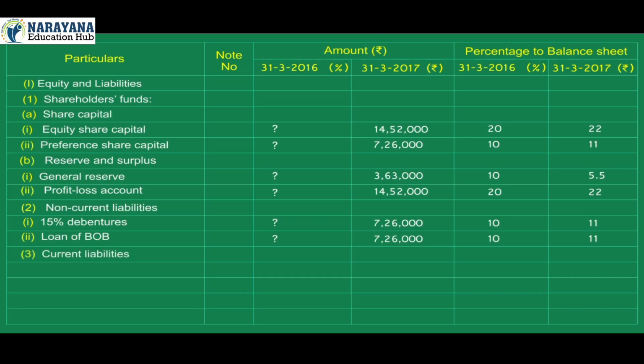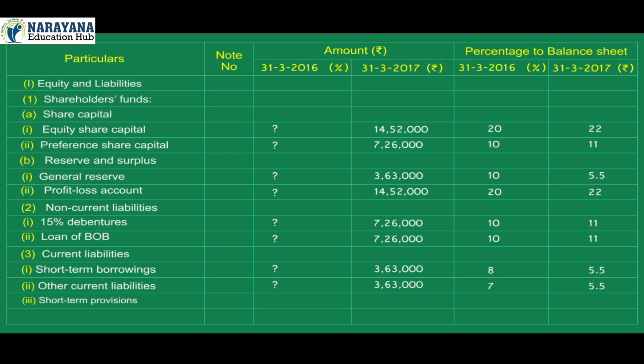3. Current liabilities. 1. Short-term borrowings, question mark, 3,63,000, 8%, 5.5%. 2. Other current liabilities, question mark, 3,63,000, 7%, 5.5%. 3. Short-term provisions, question mark, 4,29,000, 5%, 6.5%. Total 50 lakh, 66 lakh, 100%, 100%.